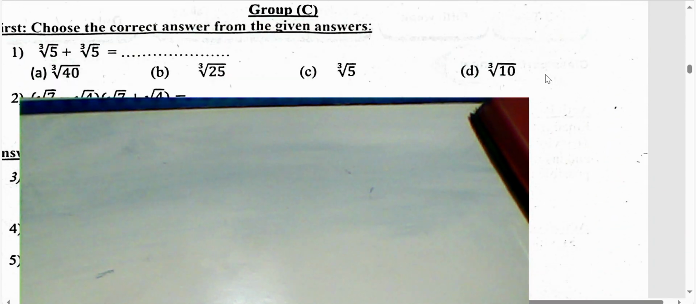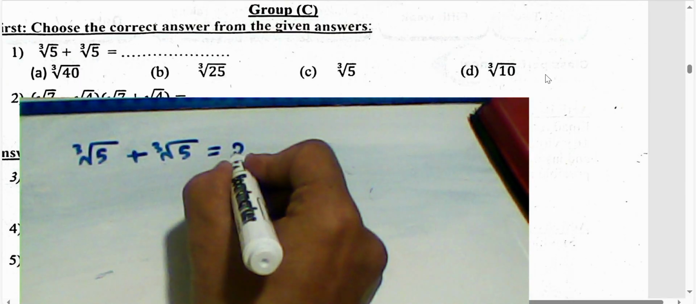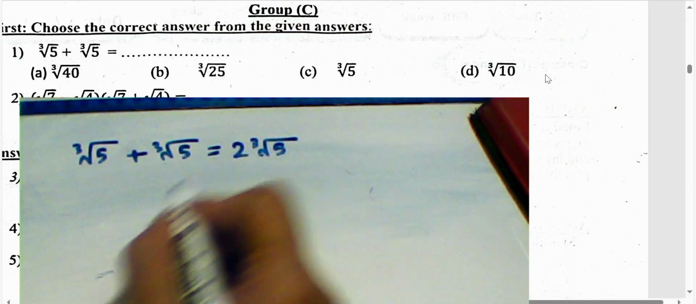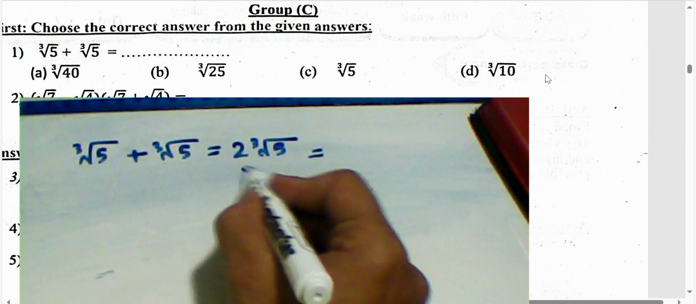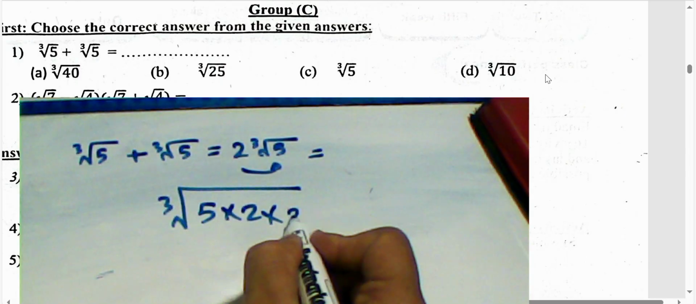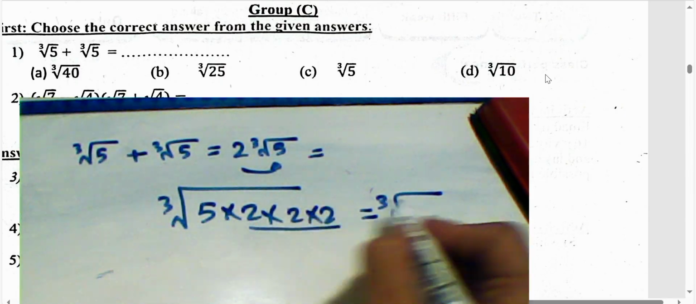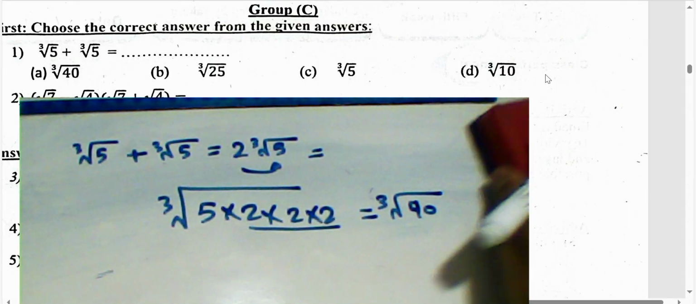Next question. Group C. We want to find cubic root of 5 plus cubic root of 5. The result will be 2 cubic root of 5. We can write 2 down here, write cubic root 5 product by 2 by 2 by 2. Cubic root of 5 times 8 equals 40. Okay, choose letter A.